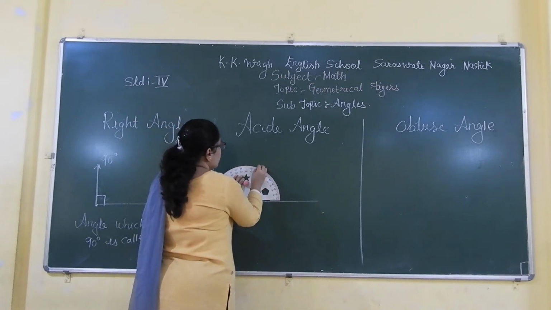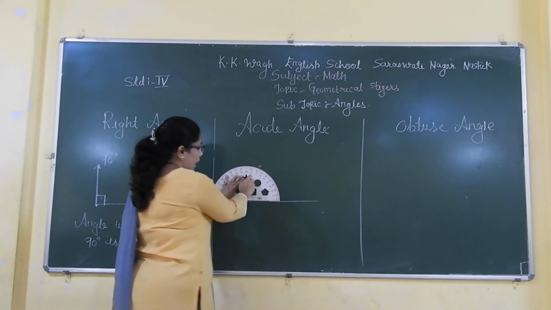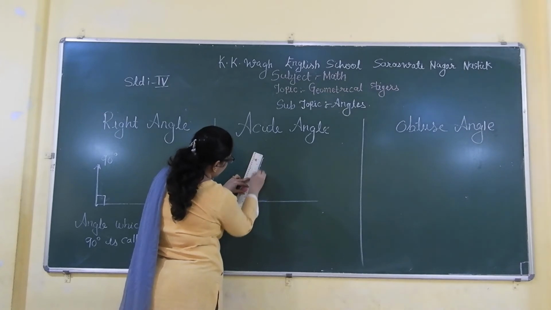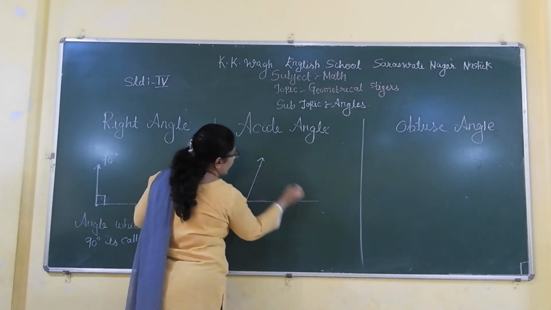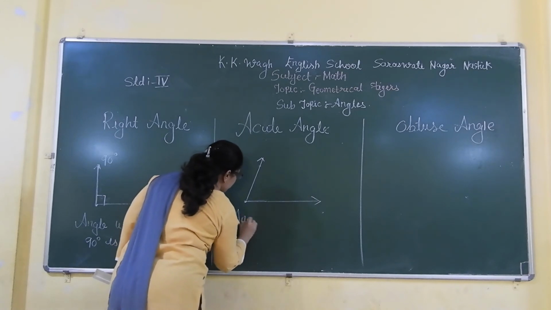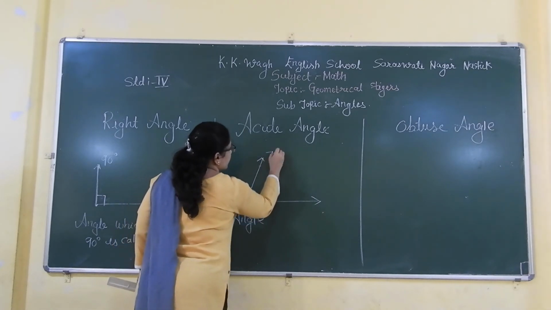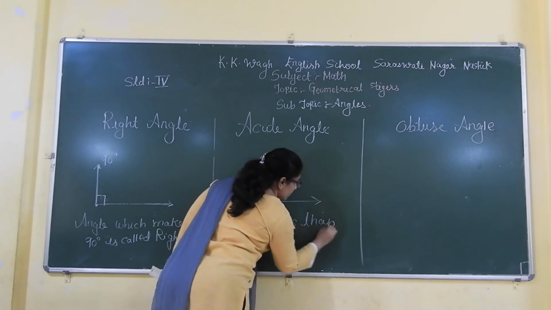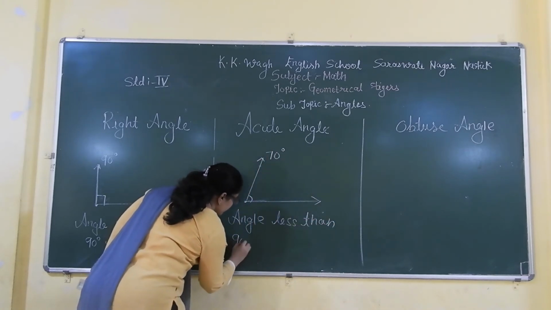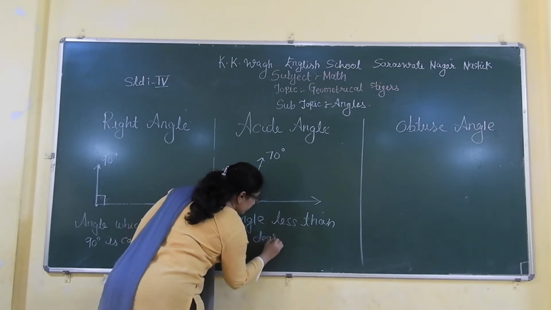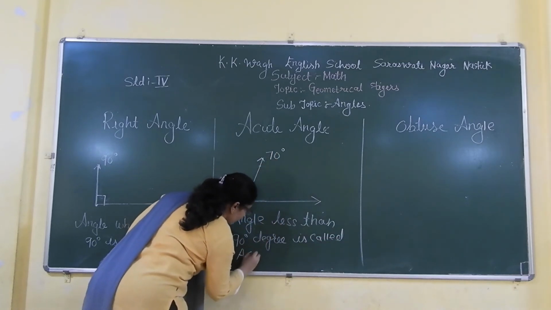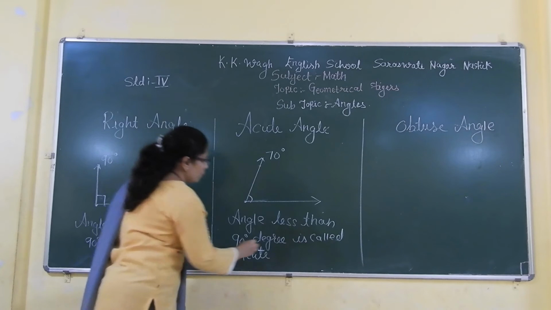Okay. So I am putting a point here on 70 degrees. See here. Now I will match these two lines here again like this. If I match it like this, it will make an acute angle. It is of 70 degrees. Okay. Angle less than 90 degrees is called an acute angle. Okay, it is called an acute angle.